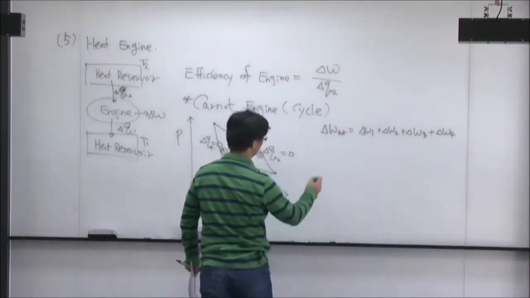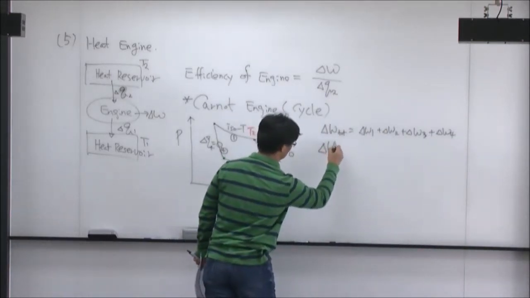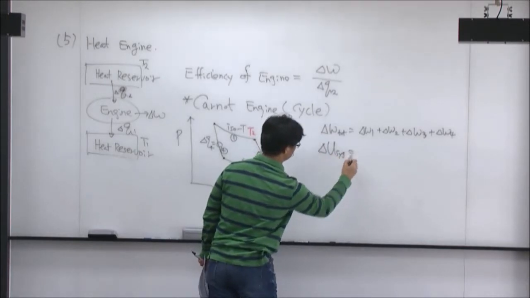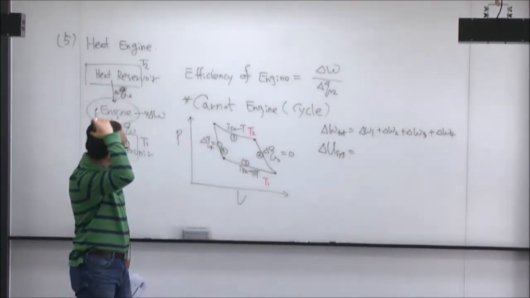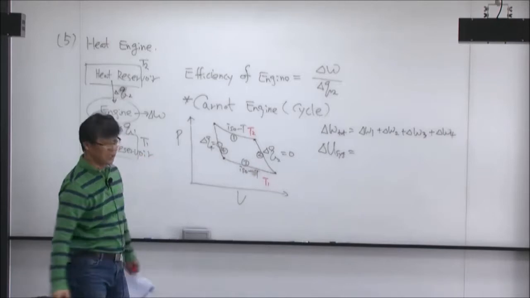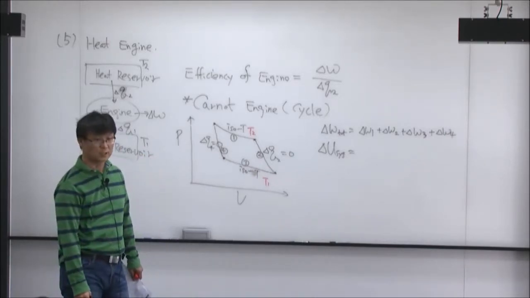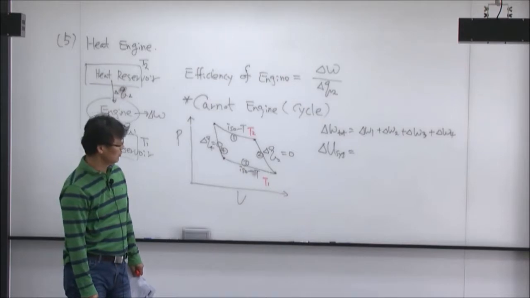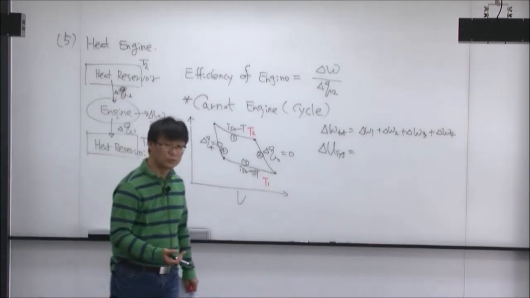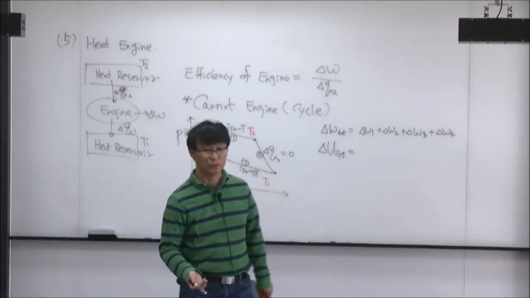And then now delta U of the system. The change of the internal energy of this heat engine, delta U of system, should be delta Q minus delta W, yeah?